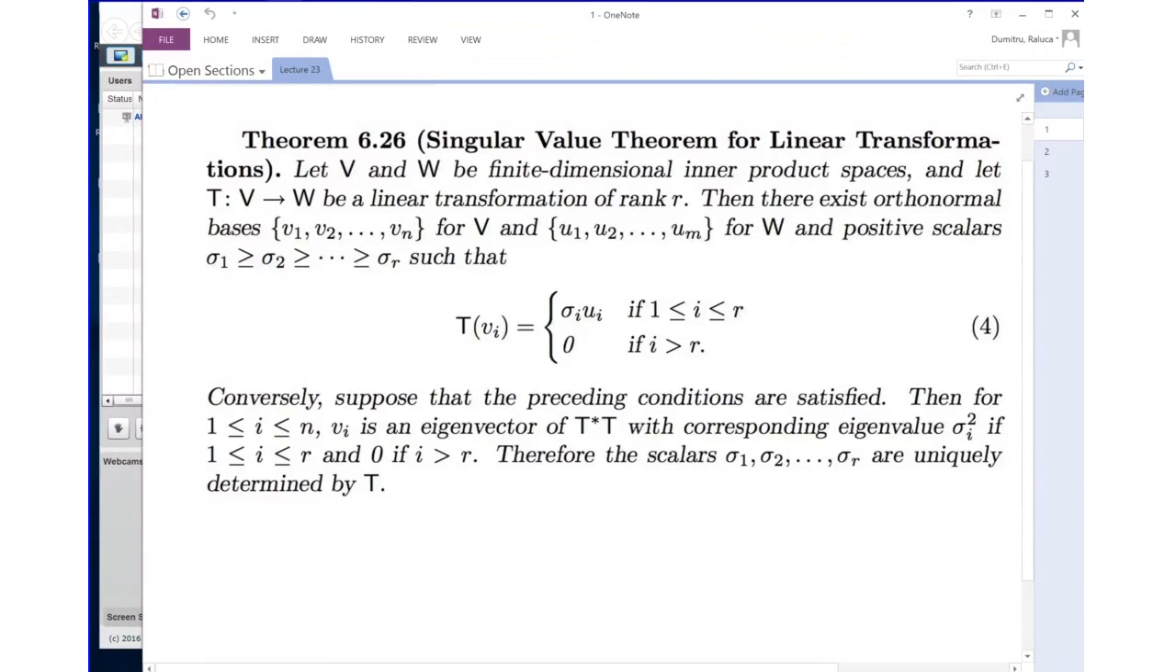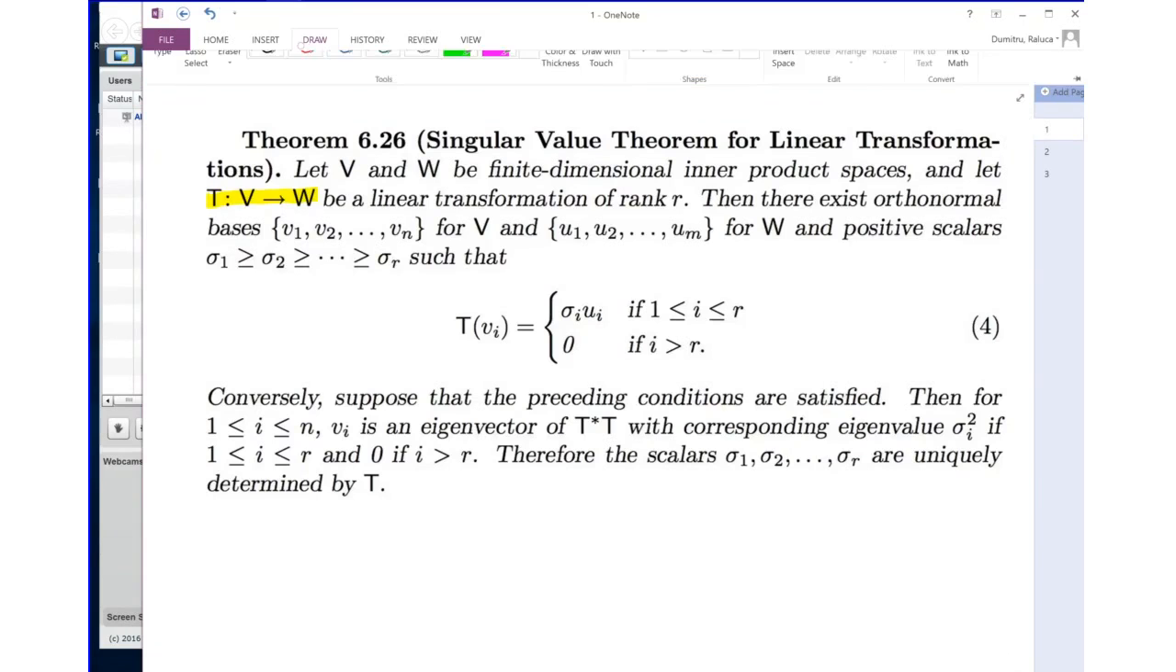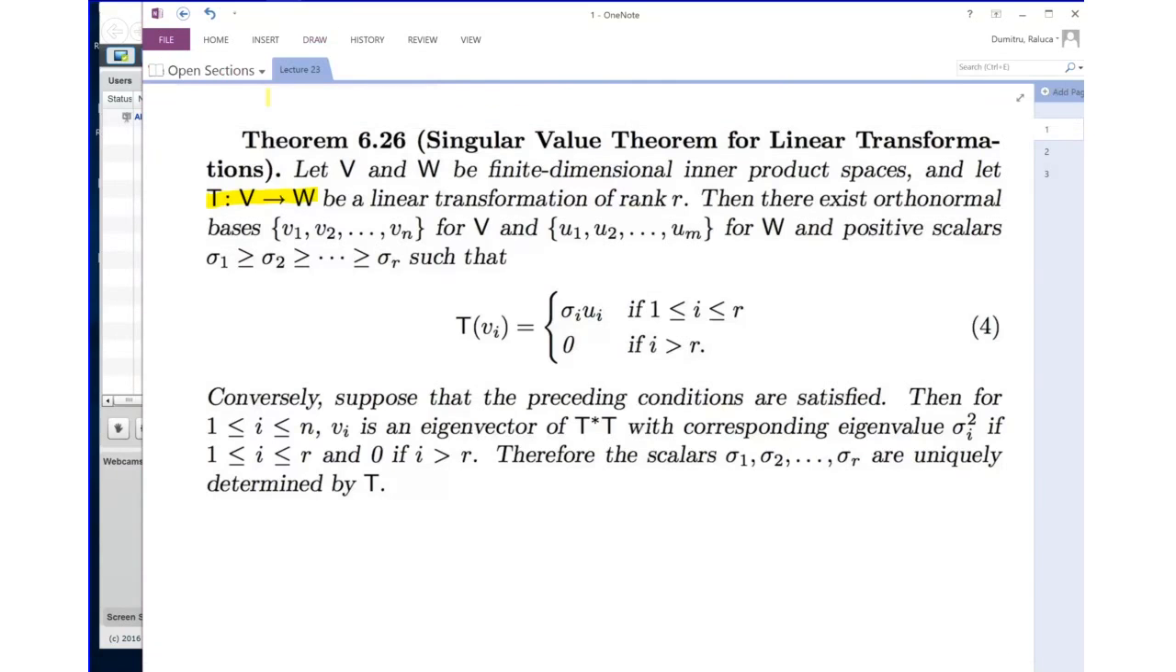All right, so this is the singular value decomposition for linear transformations from last time. Just to remind you, you have a linear transformation from a space V of dimension n to a space W of dimension m.